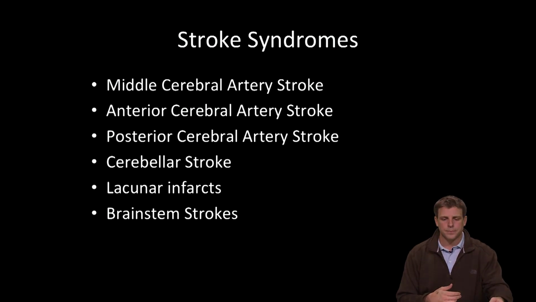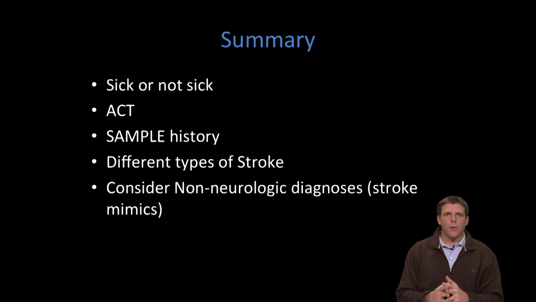At this point, I think it's important to summarize what we've accomplished so far. We've found our patient, we've noted the patient's symptoms and presentation, we've determined if the patient is sick or not sick. We've considered the patient and we've acted. We've also obtained a sample history. We have as well considered the different types of stroke, hemorrhagic stroke as well as ischemic stroke, and we've considered non-neurologic diagnoses or stroke mimics, and we've used these to develop a differential diagnosis for our patient. And in a second, when we commence part 2, we'll discuss more of the workup and how to address our patient.